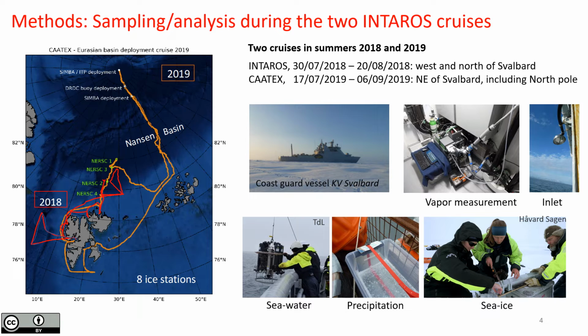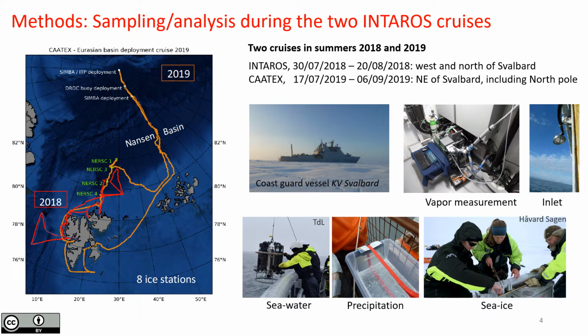Our campaign consisted of two INTAROS cruises, one in 2018 and one in 2019. The 2018 one is in red on the map and was including a part to the west of Svalbard and a part to the north of Svalbard, whereas the 2019 campaign mostly occurred in the northeast of Svalbard and all the way to the North Pole.